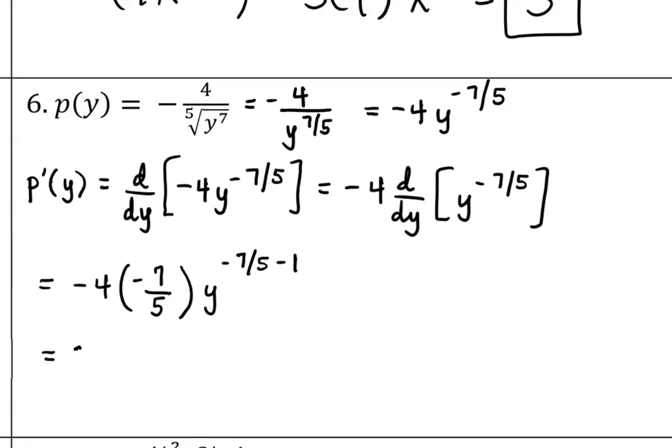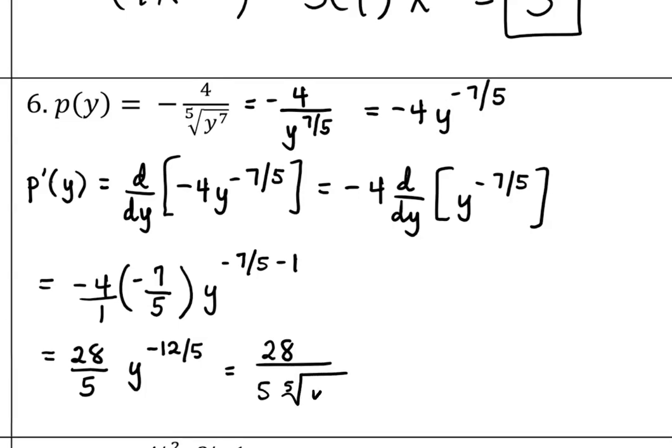I'm going to multiply here to get a positive 28 over 5, straight across the top, straight across the bottom. -7/5 minus 1 is a -12/5. And now I'm going to rewrite that without the negative exponent by sending it back to the denominator. And I'm also going to write it as a radical instead of a fractional exponent.